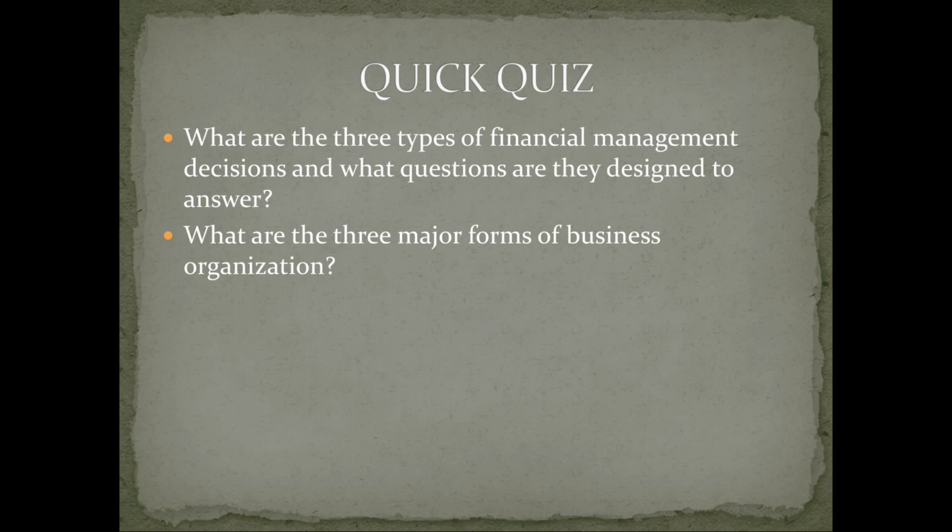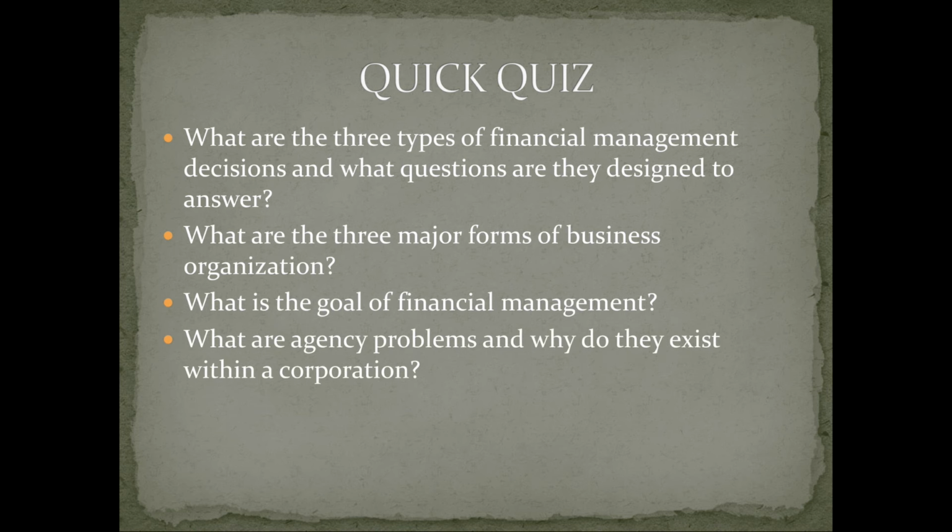What are the 3 major forms of business organizations? You have sole proprietorships, partnerships, and corporations. Know the advantages and the disadvantages of each. What is the goal of financial management? There's a lot of things that you can focus on, but the goal should be to maximize shareholders' wealth. And then what are agency problems? Agency problems are a conflict of interest between owners and managers. They occur when you have an agency relationship, a separation of owners and management.